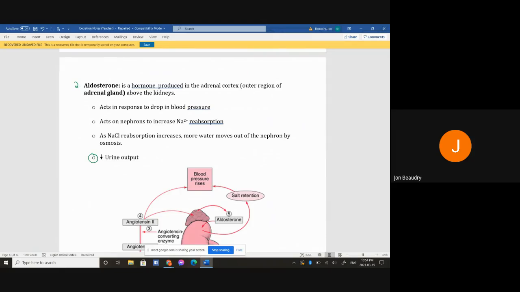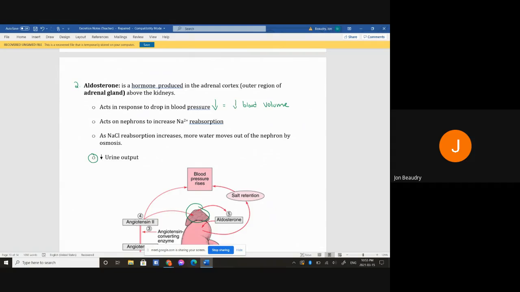First of all, aldosterone is a hormone produced in the adrenal cortex, outer region of my kidney. There it is right there. All right. And it's going to act in response to a drop in blood pressure. Drop in blood pressure. This also means that I have a drop in blood volume. If I have a drop in blood pressure, that means that I have less blood, right? Maybe not the formed elements. So, not my blood cells. That count still stays the same. But my plasma portion of my blood, which is mostly water, is going to be decreased.